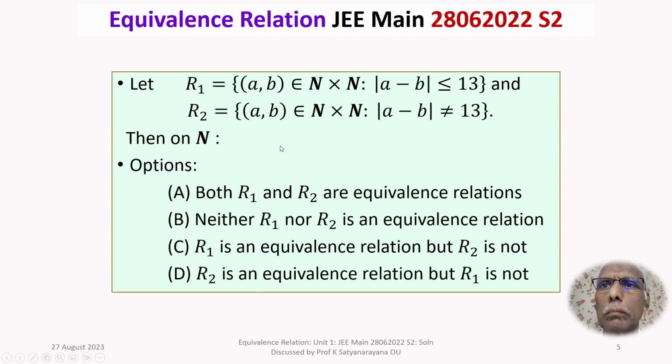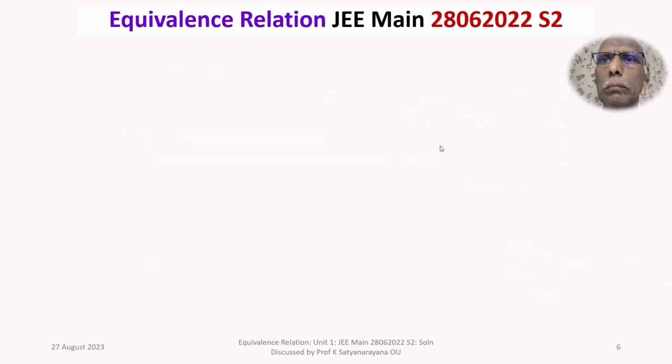So we are given that capital N is the set of natural numbers, and we are given two relations, R1 and R2. We are required to discuss the nature of these relations, that is, we have to decide the equivalence relation nature of R1 and R2. Let's now discuss the solution of the problem in detail.